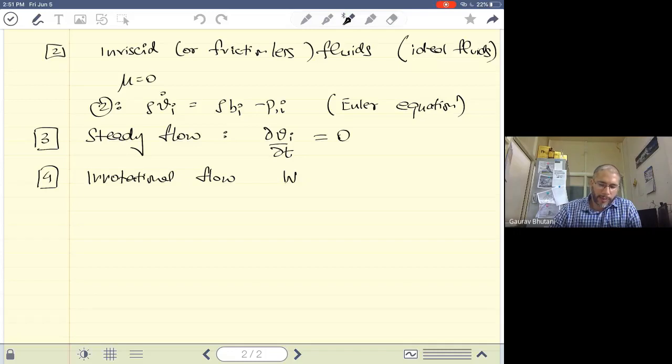So if that W is zero, then we say that the flow is irrotational. That is, there is no rotation in the flow at all. Okay, so we discussed in some detail the physical interpretation of what this W is. So these special classes of flows are called irrotational flows, where W is identically zero everywhere.